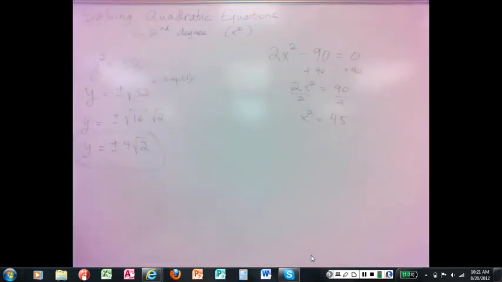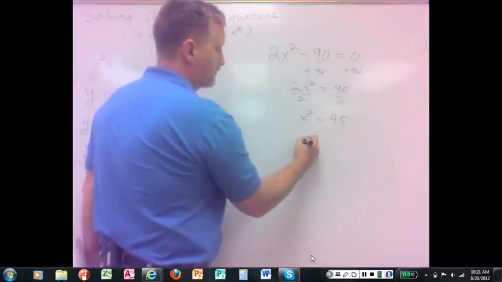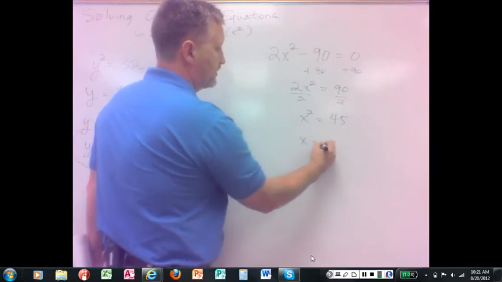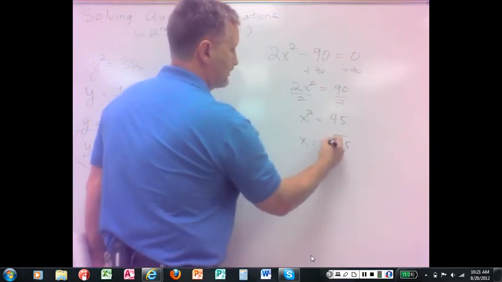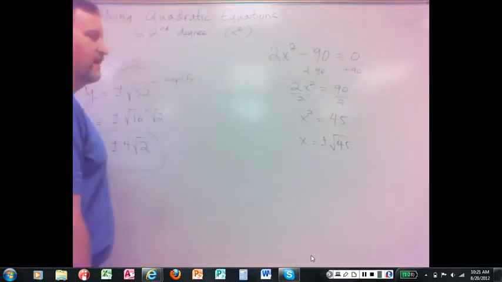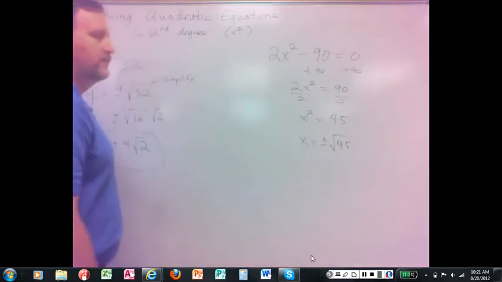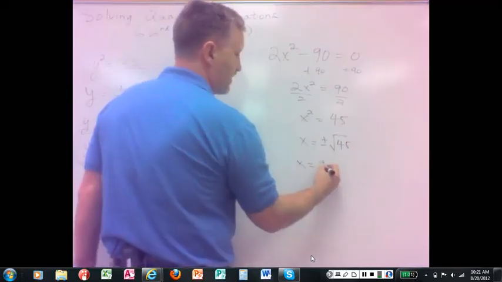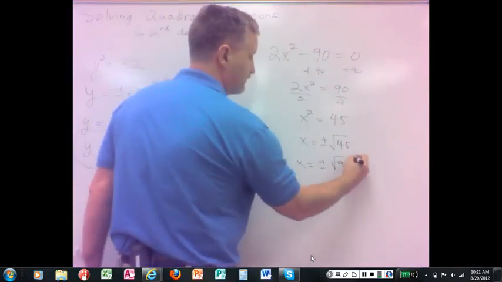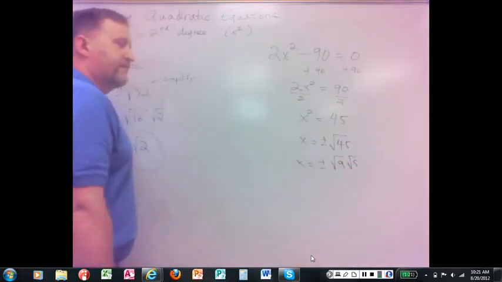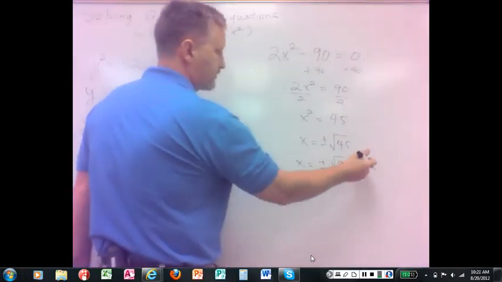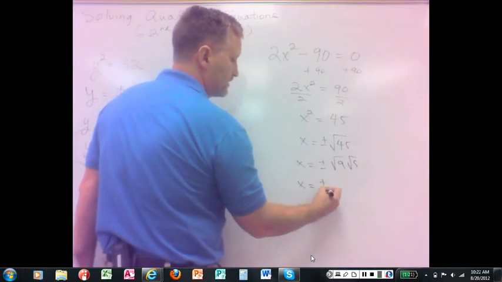But so we've got x squared equals 45. So square root both of those, and it could be a plus or minus square root of 45, but we can simplify that square root of 45. 9 and 5. 9 times 5 is 45, so we'll do the square root of 9, square root of 5, and the square root of 9 is 3. So we get 3 times the square root of 5.